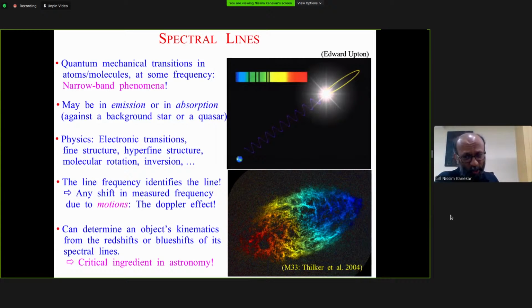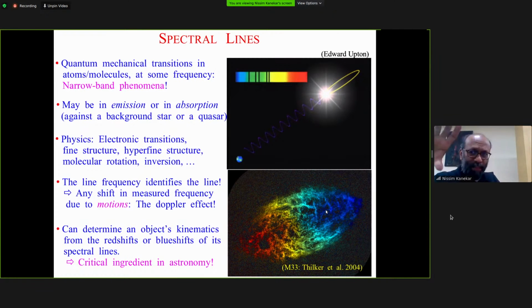The lower figure shows you an example of a beautiful galaxy, a disk galaxy, M33, imaged in the H1 21 centimeter line. And what's been done over here is that the H1 image has been color coded by the velocity of the gas. So what you see is that the left side of the galaxy is color coded in red. The right side of the galaxy is color coded in blue. And what this means is that the gas on the left side is moving away from us. The gas on the right side is moving towards us.